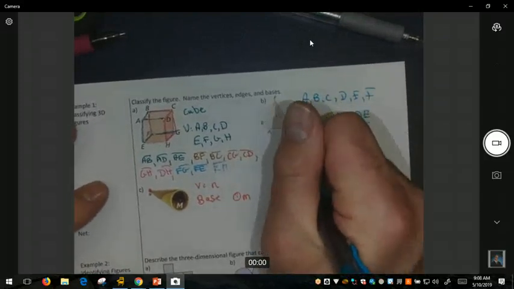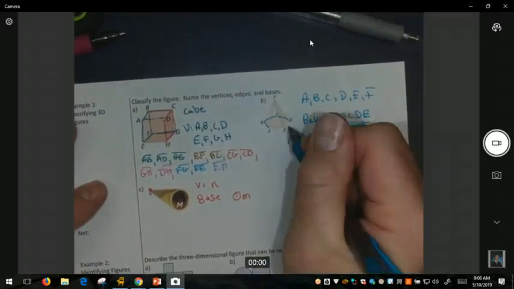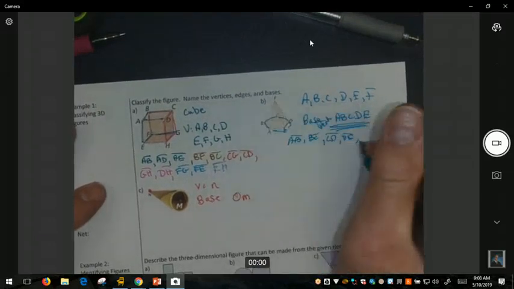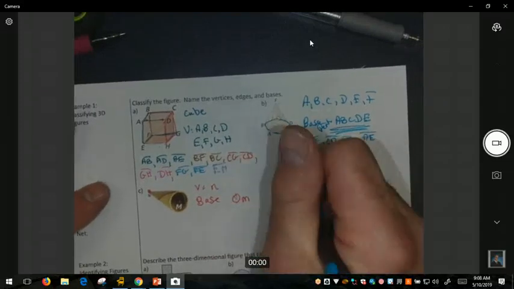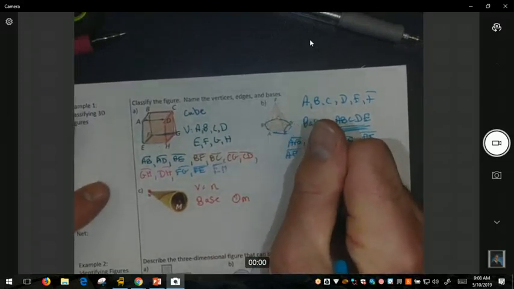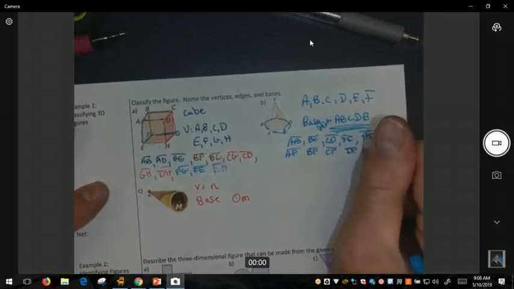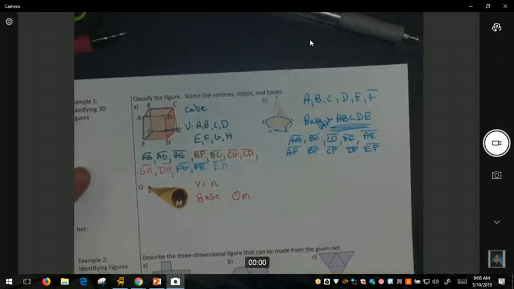The edges would be all the edges of the base. AB, BC, CD, DE, AE. Those are 5. And then 5 more going up to point F. AF, BF, CF, DF, EF. So a total of 10 edges. These are the edges.